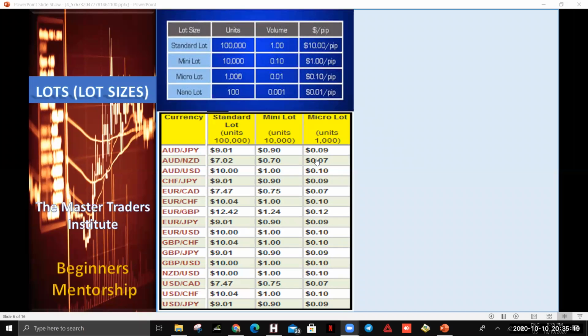Somebody said I made $20. The other person said I made these dollars. And the woman said I made $200. Everybody was shocked. I was like, how come? What lot size did you use? And this woman had just a $200 account. She made 100% of her account that particular day.